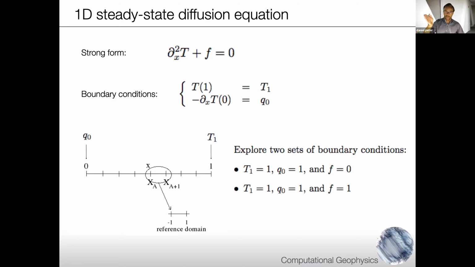And so at boundary 1, that's the Dirichlet boundary. We impose what the temperature is. And on the left boundary at point 0, we have a Neumann boundary condition. And then you can play a bit with these boundary conditions, especially with the force term F here. You can either set it to 0 or 1, for example. Good.